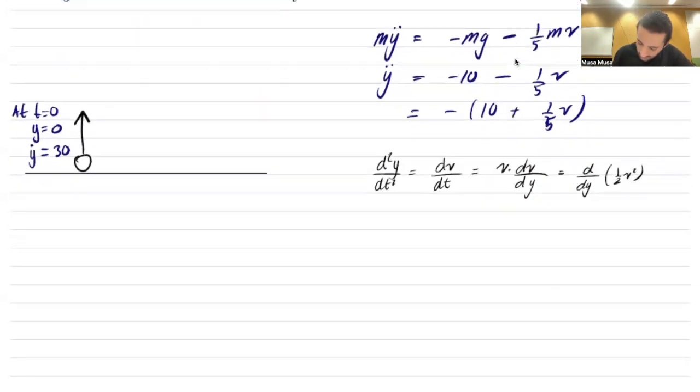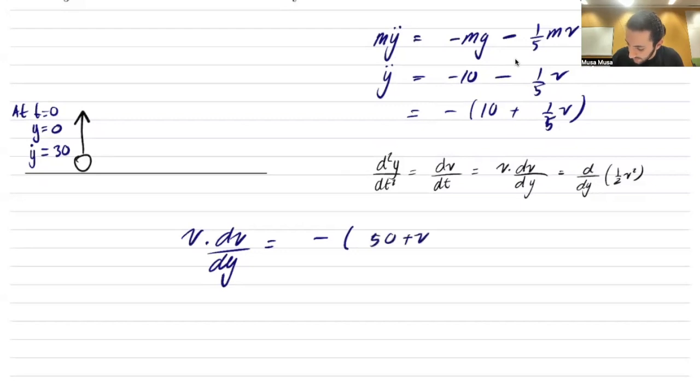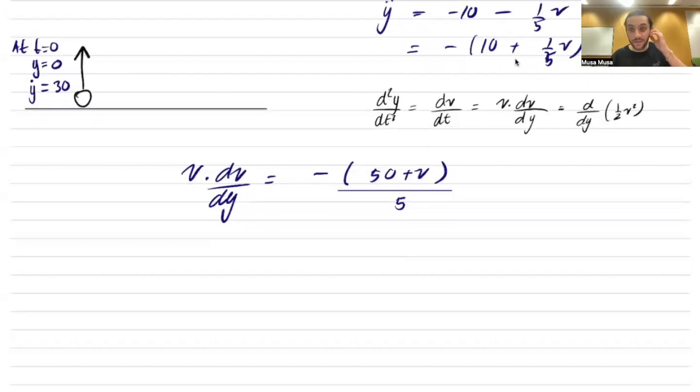So now we have v times dv on dy equals minus, and then I'm just going to make this a common denominator. I feel like that's probably going to be useful. Yeah, let's make a common denominator. So that's going to be 50 plus V all over 5. Now, dividing by V, we get a V there, and that goes away.